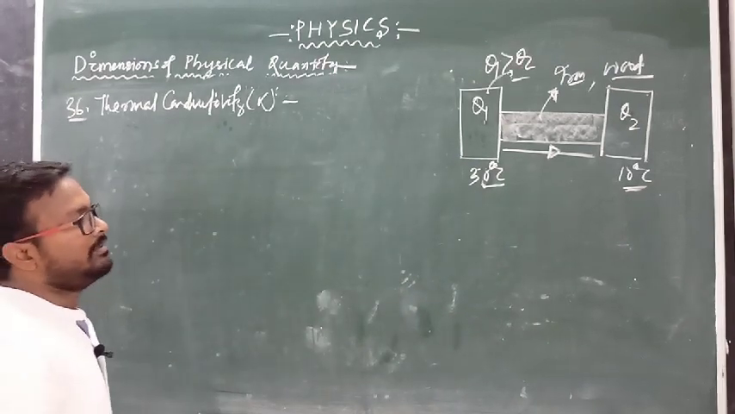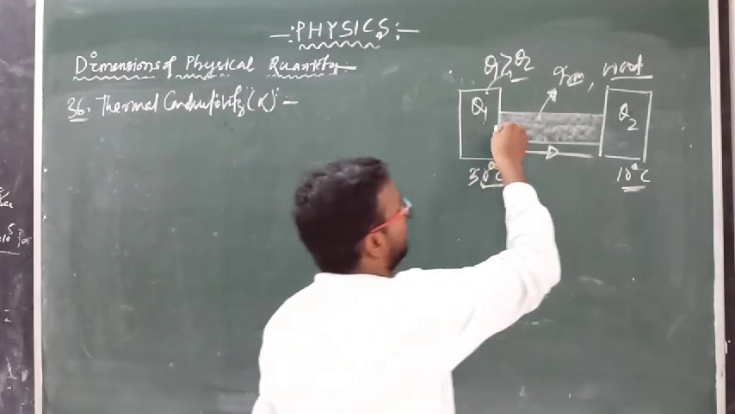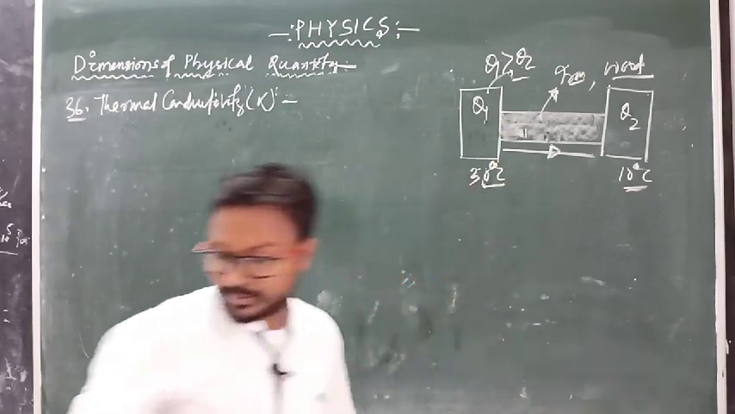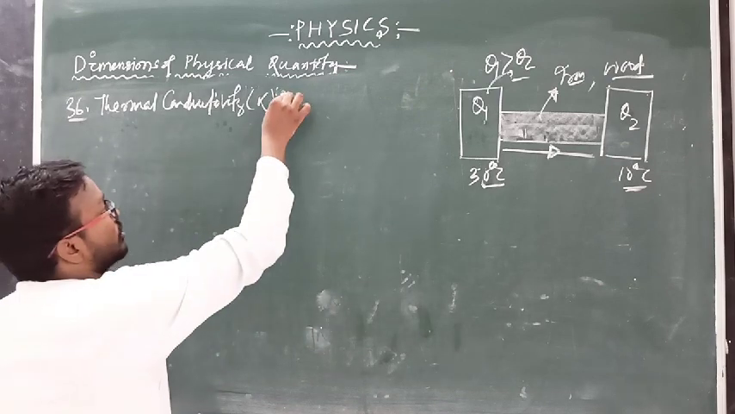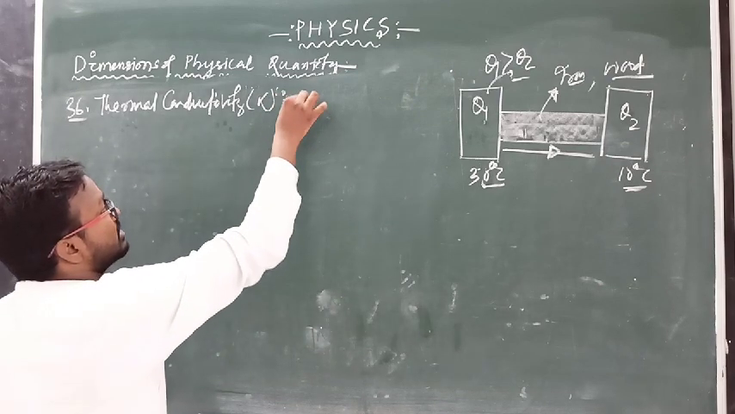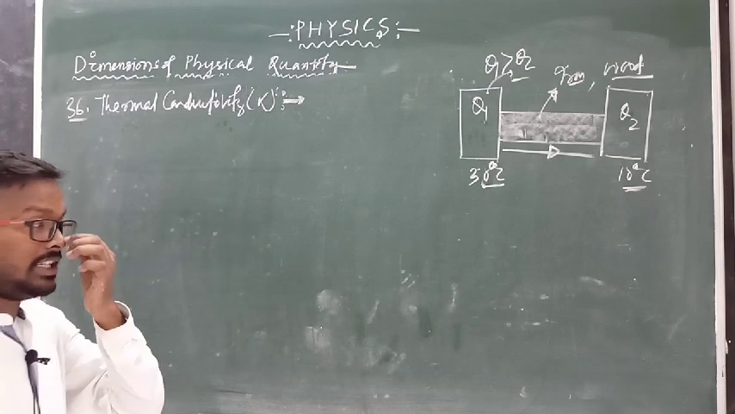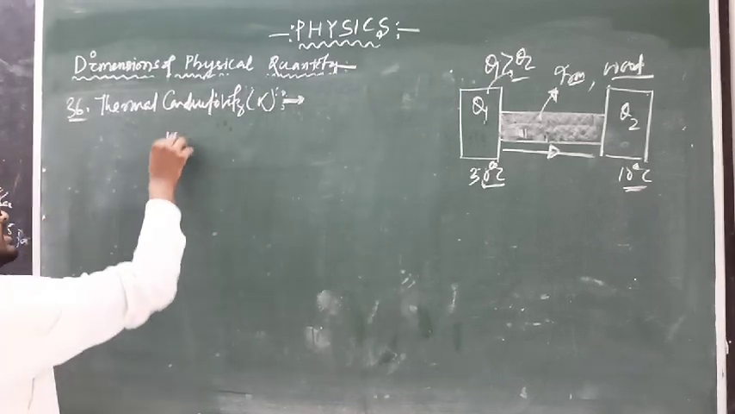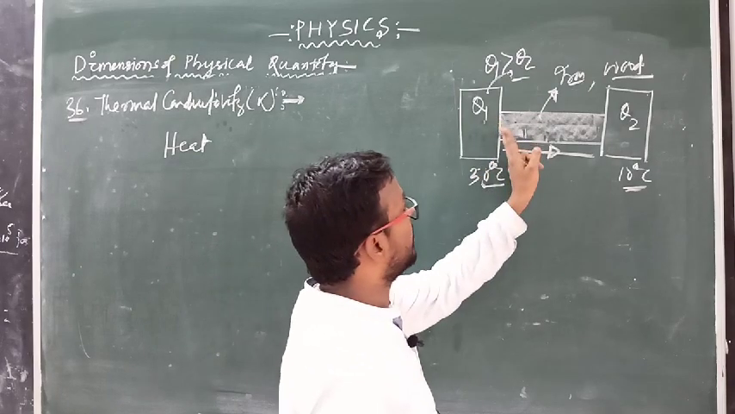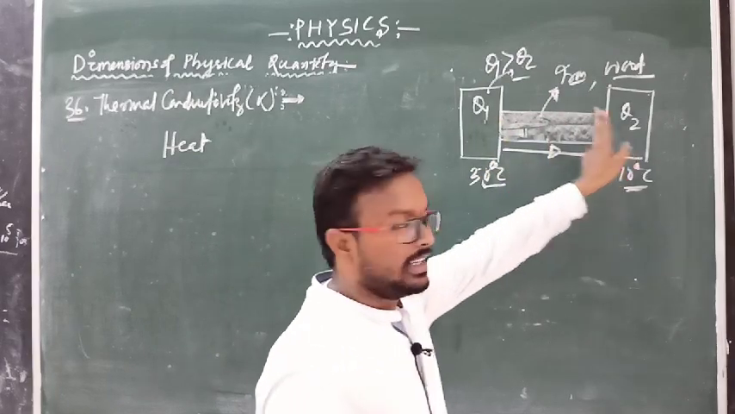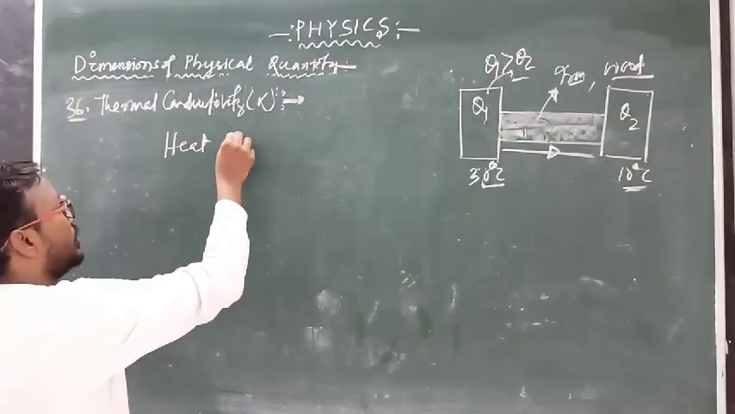Clearly, while we are dealing with the thermodynamics chapter, now we have to just study about, or just find, the dimension of thermal conductivity here. Clear? And this heat flow, this heat which is flowing through this material, depends on the following factors.